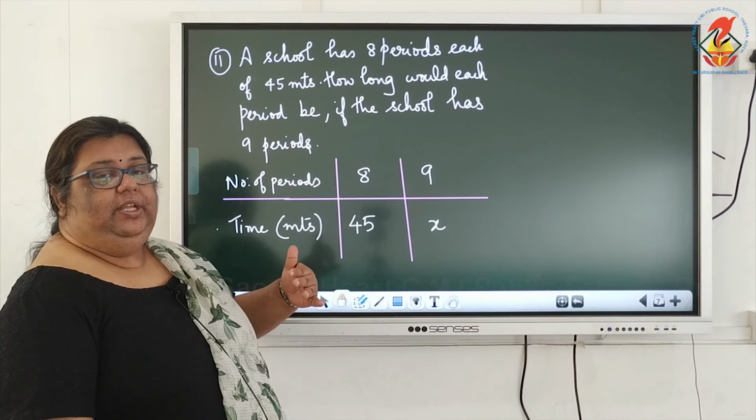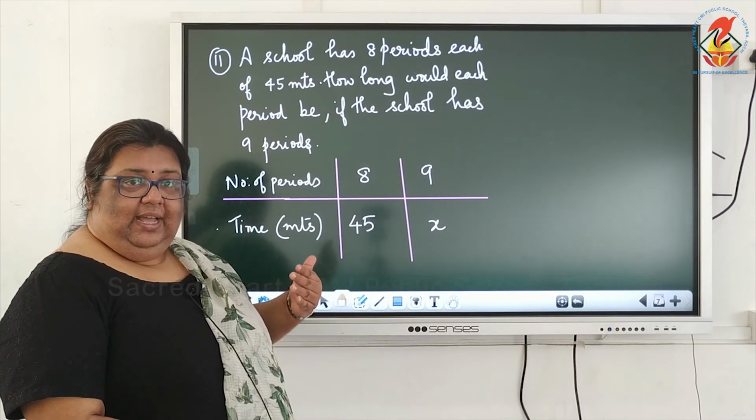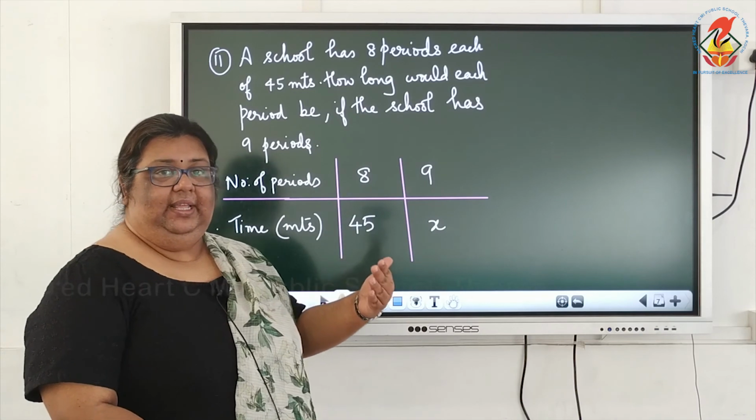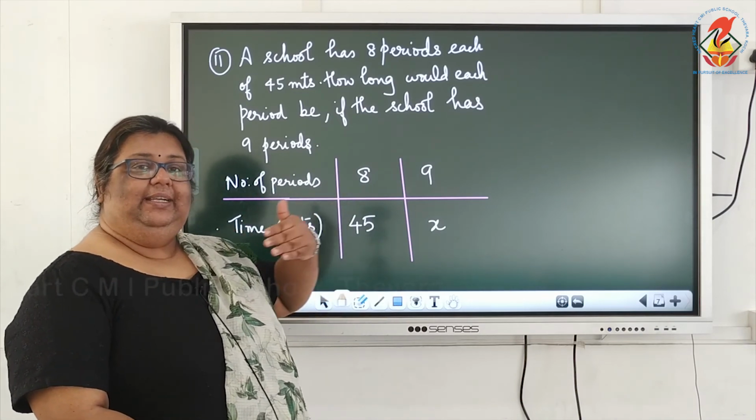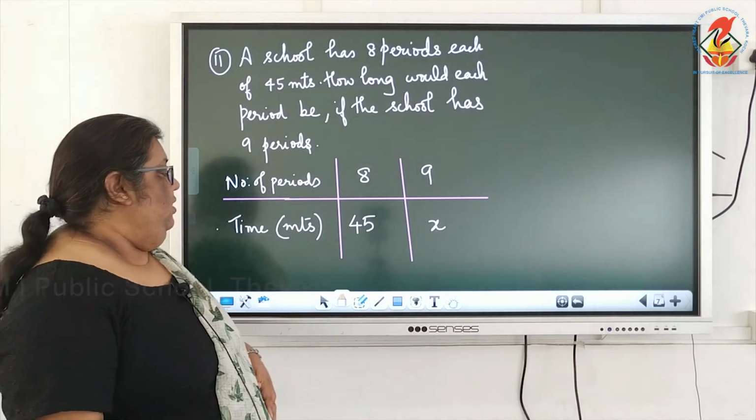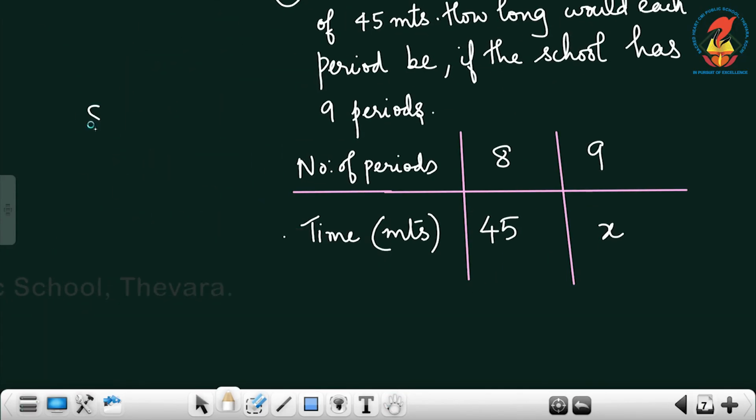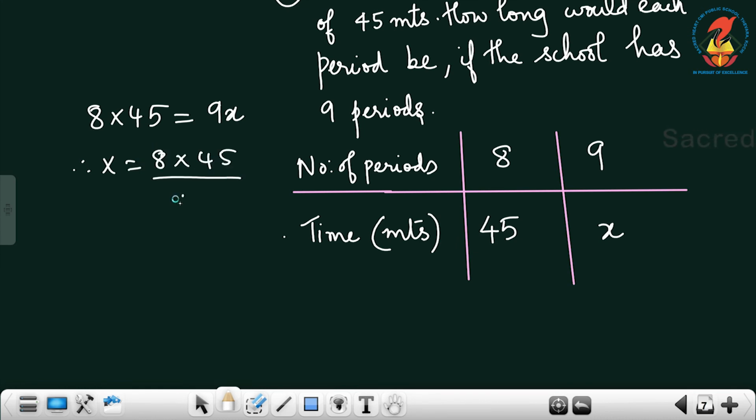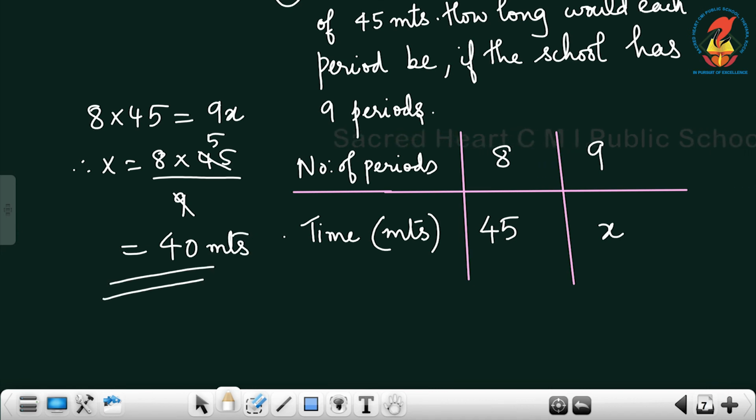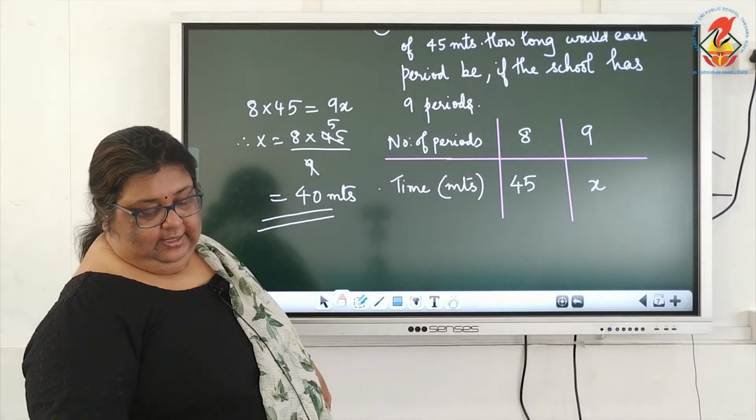As the number of periods in a school increases, the time decreases. One quantity increases, number of periods increases, time decreases. Inverse proportion. If it is inverse proportion, product remains constant. Therefore, x equals 8 into 45 by 9. 9 goes in 45 5 times. So, x will be 40 minutes. So, what will be the time duration if there are 9 periods? It will be 40 minutes.